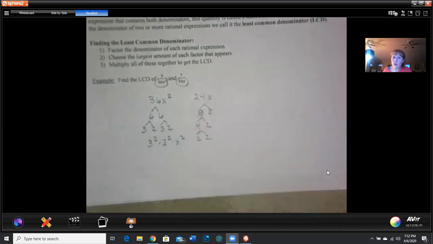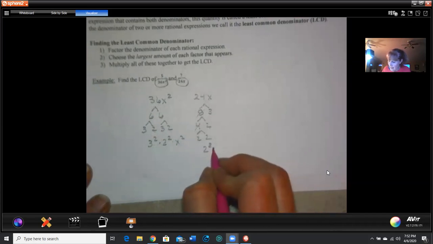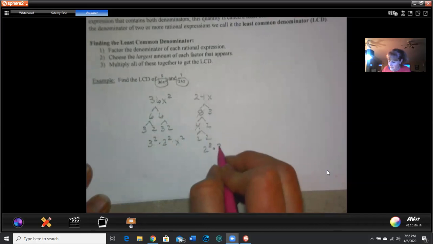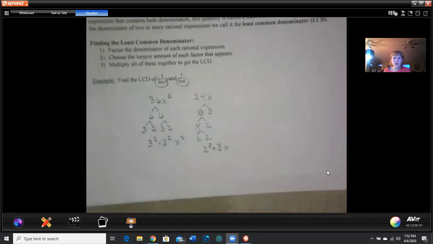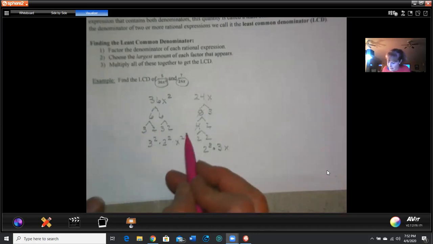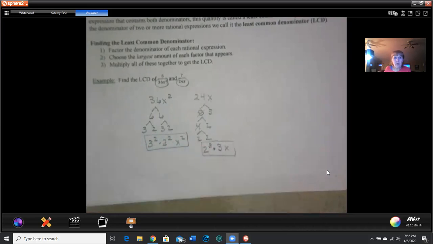And now rewrite these with exponents. So this would be 2 to the third, I have 3 of those, times this 3 times the x. Okay. So I now have rewritten those in prime. So I've got this as the 36x squared and this as the 24x.